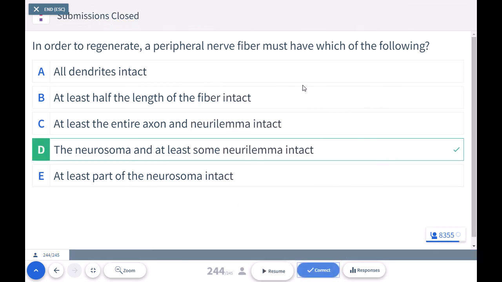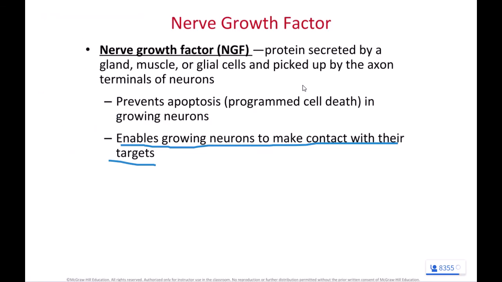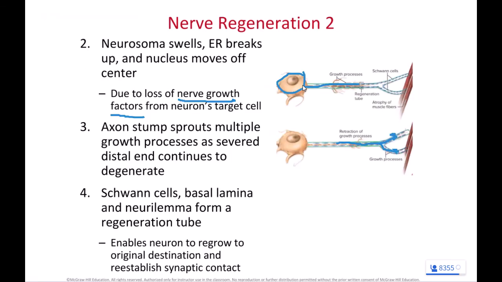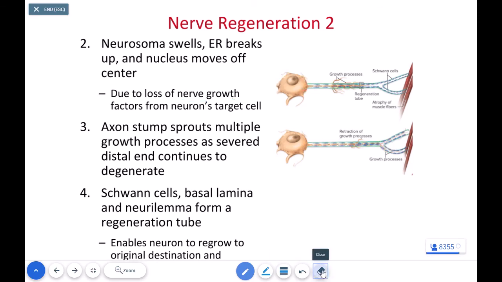For a nerve fiber to regenerate, we need the cell body of the neuron and we need the Schwann cells intact. So when we think of cell body of neuron, I want you to think neurosoma, and that neurolemma is associated with the Schwann cells. So to back up a slide here, we need to have the cell body, and then we need the neurolemma, or the Schwann cells, to guide the growth and direction of the axon as it's regenerating.